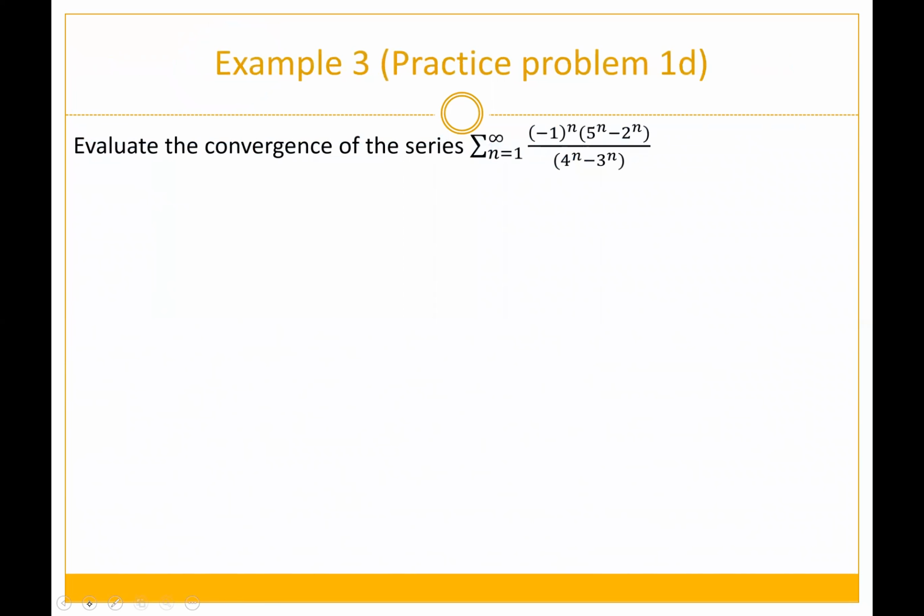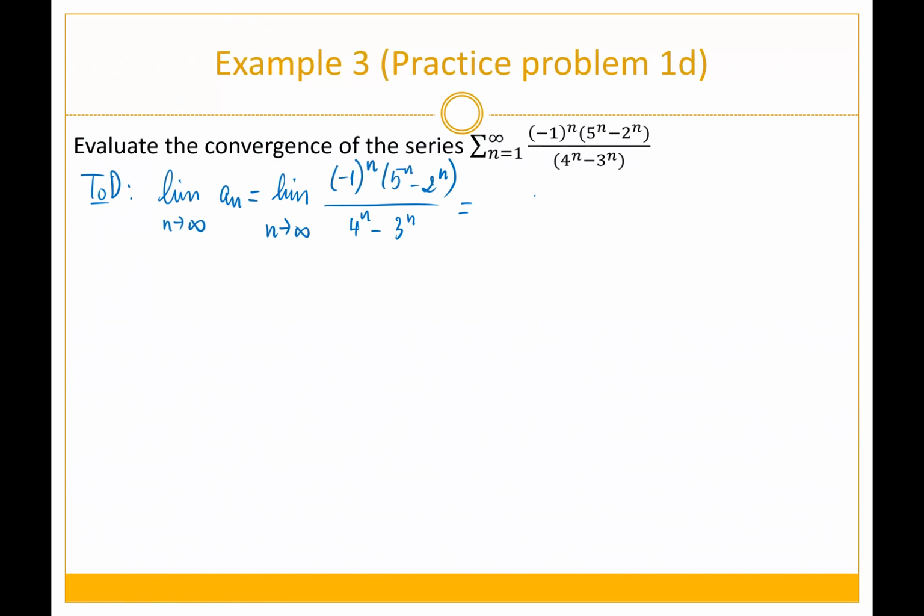So example 3, find the convergence of this. There are two ways that you can approach this. The way that we learned before is using the test for divergence. You take the limit as n approaches infinity of a_n, which is the limit as n approaches infinity of (-1)^n times (5^n minus 2^n) over (4^n minus 3^n).